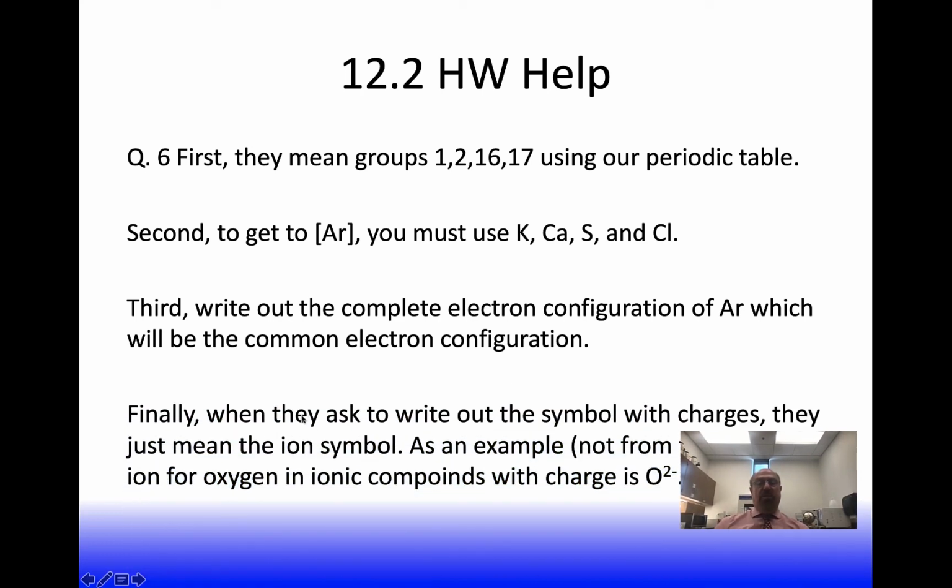And then finally, when you're asked to write out the symbol with the charges, they just mean the ion symbol. Here is an example. Now, this isn't one of these 4, but if you, for instance, look at the common ion of oxygen, oxygen gains 2 electrons, and so the symbol with the charge is O2 minus.